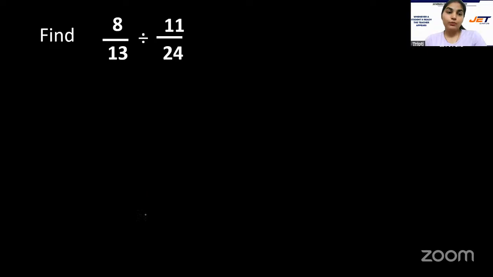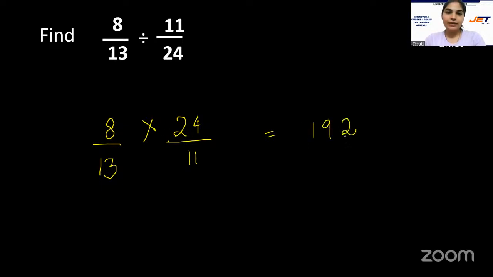Okay, so I hope it's done. 8 by 13 will be like that only. Keep. Next step is change. Division sign will be changed to the sign of multiplication. Then flip means reciprocal. 11 by 24 will be written as 24 by 11. 8 times 24 is 192. And 13 times 11 is 143. This is your answer.